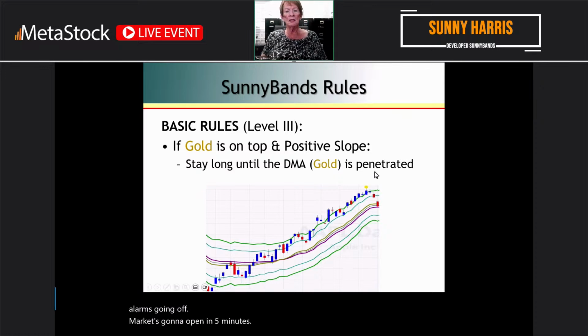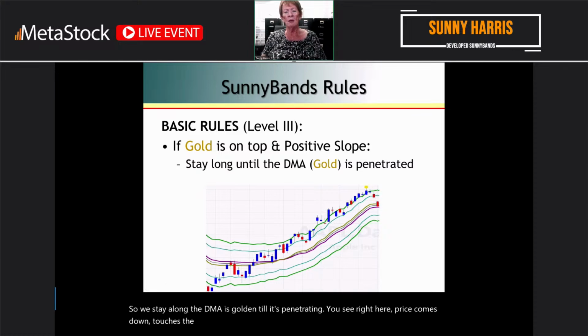So we stay long while the DMA is gold until it's penetrated. And you can see right here, price comes down, touches the flat DMA. So I'm out of that long trade at this point. Then I got in back here.